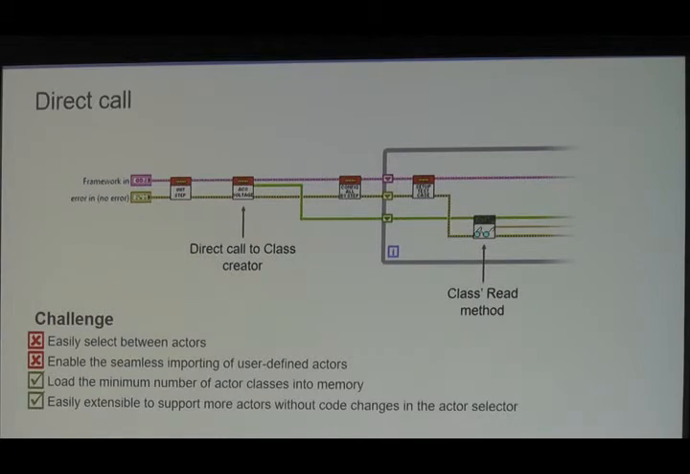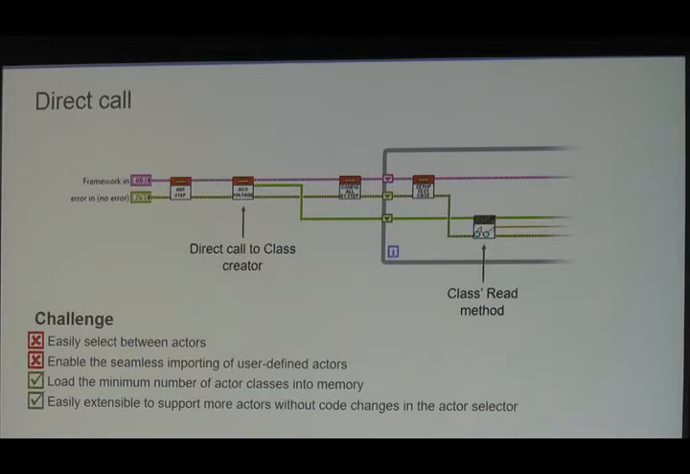So you might say, okay, first off the bat, we'll just directly call some sort of class factory or selector, and then we'll get a green wire out that represents a whole class of functionality. So we felt that this didn't actually let us easily select between actors, unless you count easily selecting as going and finding a new VI call and putting it on your block diagram.